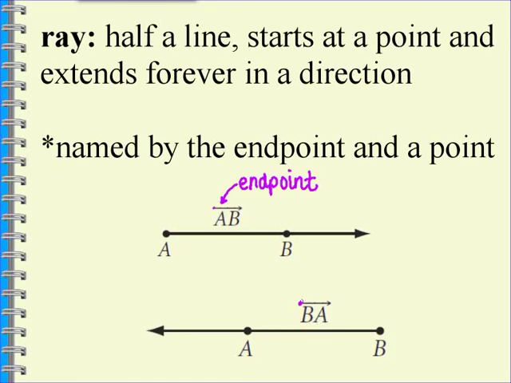So that's one of those terminologies. This would be read as ray AB. Down here would be read as ray BA.